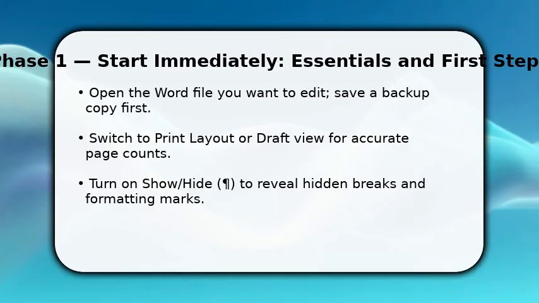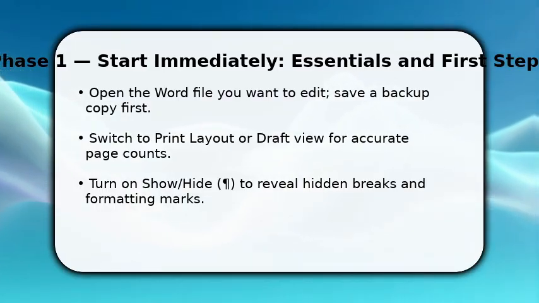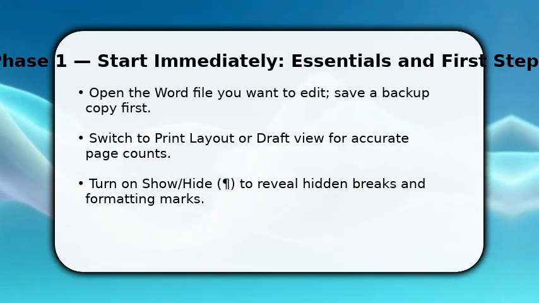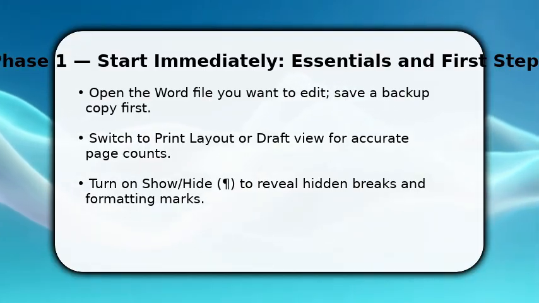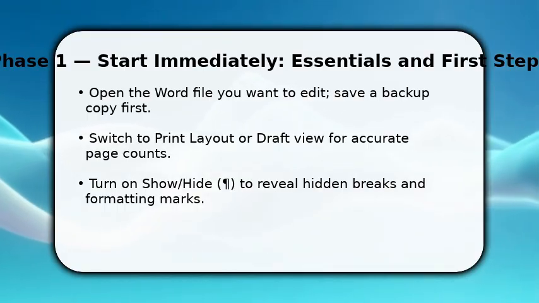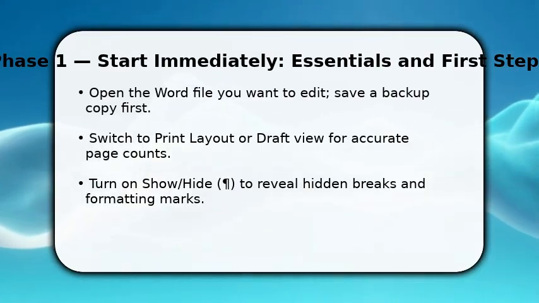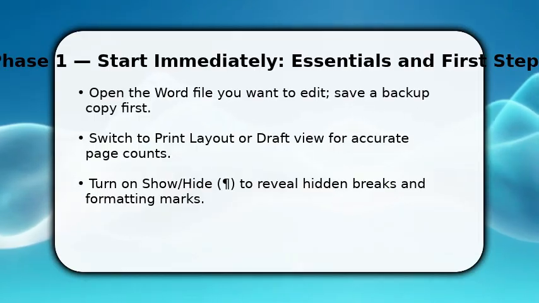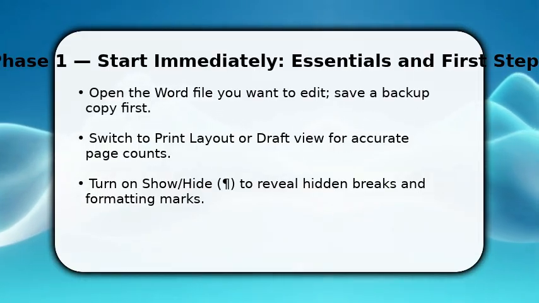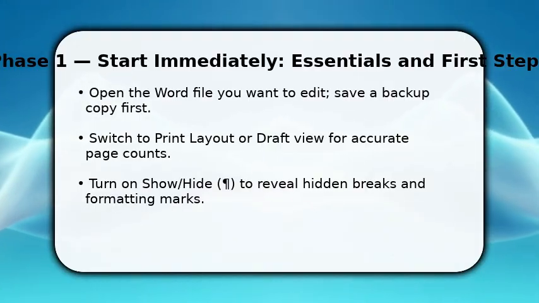Enjoy the video. You already have the document open, so start by saving a backup copy. That protects your work. Next, change the view to print layout. This shows true page boundaries, and enable show/hide to see hidden paragraph marks and section breaks. Once done, scan the document from the top to spot unnatural breaks or extra paragraphs that affect page count. Make sure to remove any unwanted manual page breaks now, because they influence all later steps when you adjust pagination.